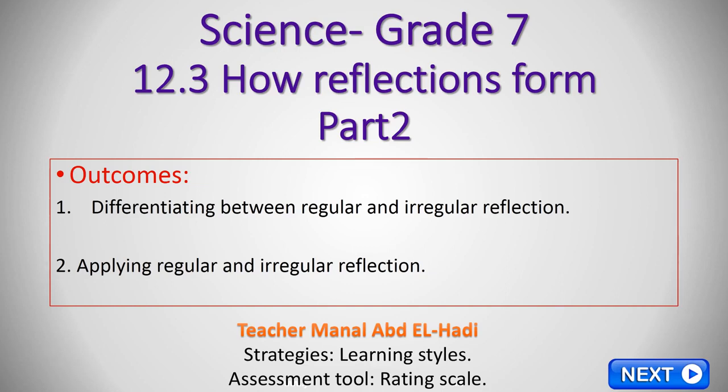This is the third lesson in unit 12, how reflections form. This is the second part of the lesson. Our outcomes are differentiating between regular and irregular reflection, and applying regular and irregular reflection in our life. So let's see. We were talking about reflection previously.